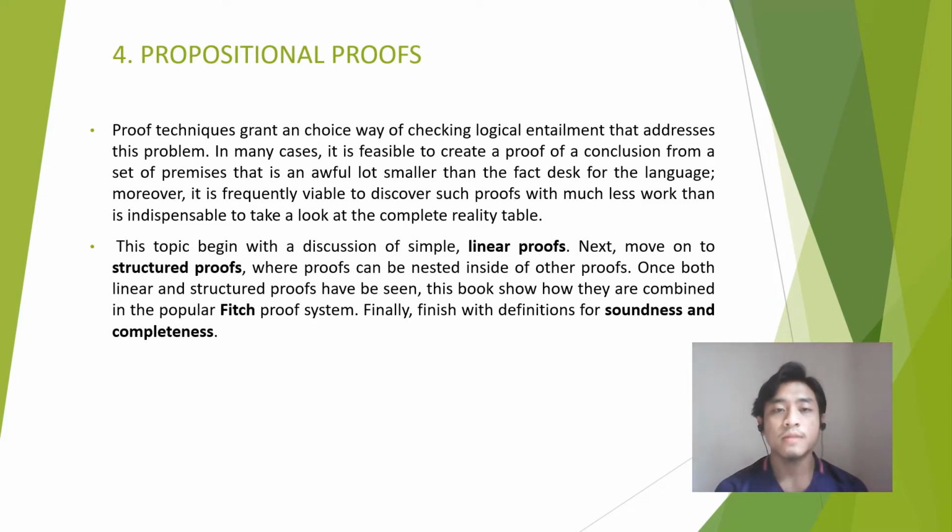This topic begins with a discussion of simple linear proof. Next, it moves on to structured proof, where proofs can be nested inside of other proofs. Once both linear and structured proof have been seen, this book shows how they are combined in the popular Fitch proof system. Finally, it finishes with definitions for soundness and completeness.